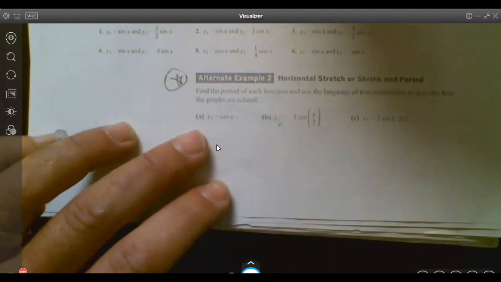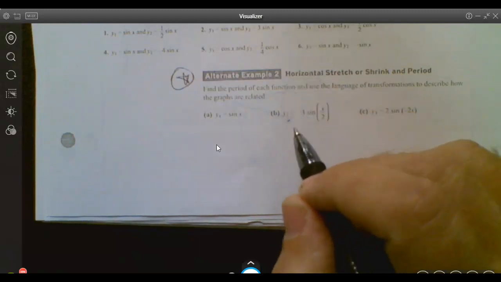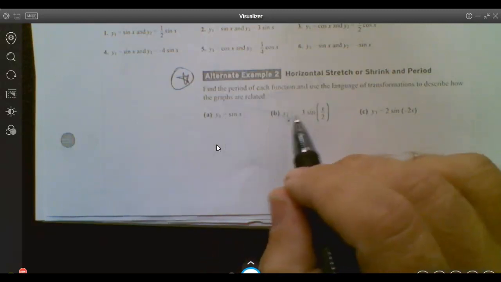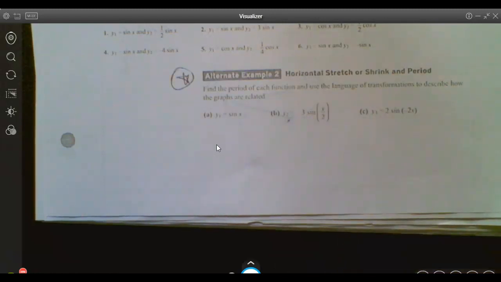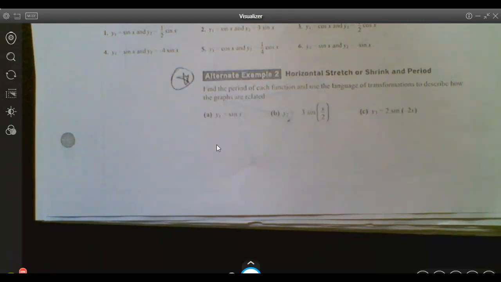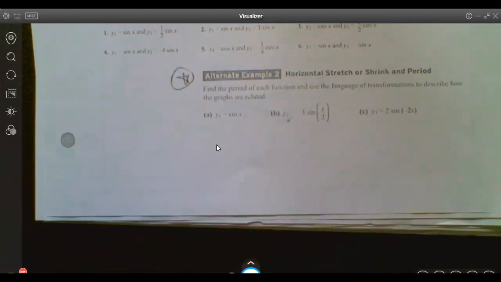This one is going to throw in some extra info and include the period as well. So first things first, if we were asked about the amplitude on any of these, remember it's that number in front, so 1, 3, or positive 2 would be the amplitude. So how would these then be affected if we start throwing in numbers inside the parentheses along with our x? What we're going to see is this now affects us horizontally, because it's attached to x, it's going to affect the graph horizontally.